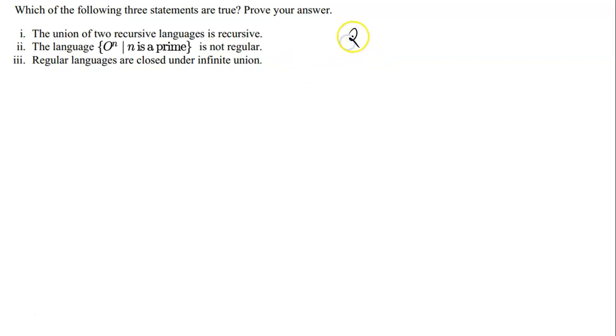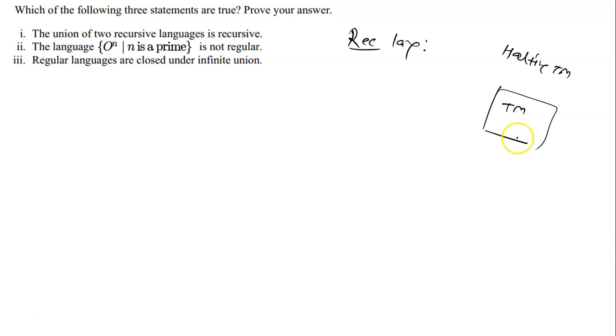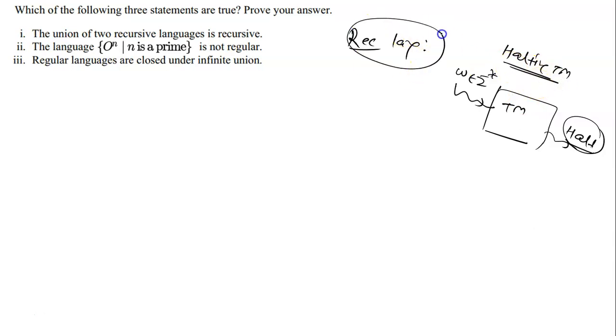What is a recursive language? What is a REC language? A REC language is a language which is accepted by a halting Turing machine. A halting Turing machine means a Turing machine which will always halt. Whatever string w belongs to sigma star you give, this Turing machine will always halt. It will definitely halt on all the strings. So the language of such a Turing machine is called a recursive language.